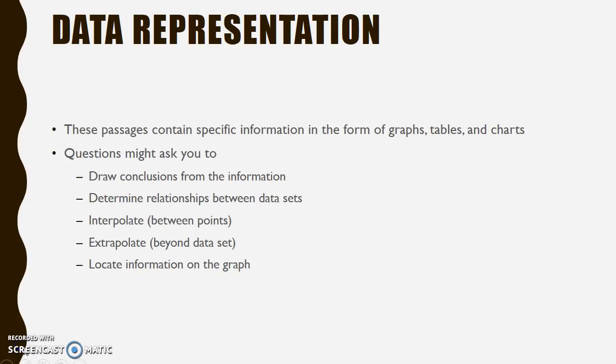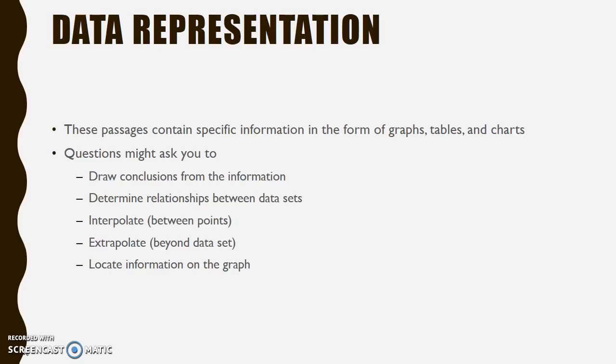Remember that there are 3 data representation passages on the Science ACT. These passages contain specific information in the form of graphs, tables, and charts. Your questions might ask you to draw conclusions from the information given, to determine the relationship between data sets or to recognize trends, to interpolate, or to predict an answer between points, or extrapolate to find a point beyond the data set, or simply just to locate information on the graph.